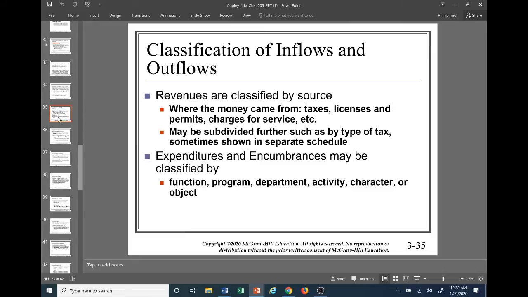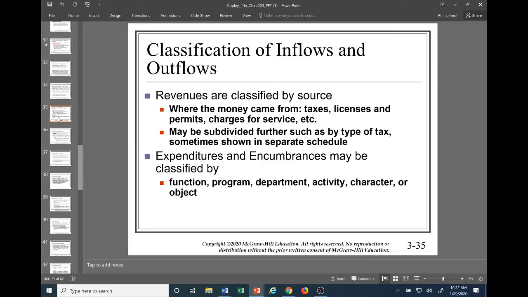What department? Is it a fire department, the police department, a health department? What activity? Is it for a park? Are we going to have a parade or something? Character. That's going to be if it's current or capital. Or object, where are we buying something? We're buying a car or something like that. So expenditures and encumbrances are going to be classified by one of those things.